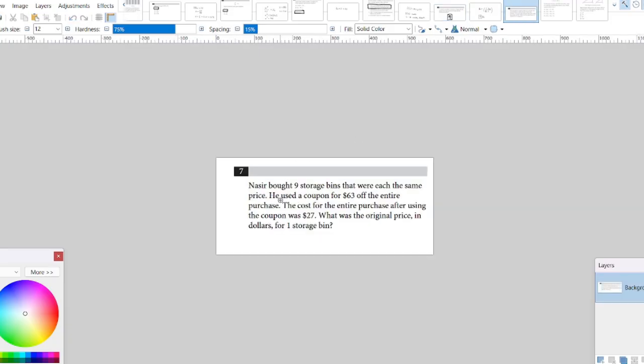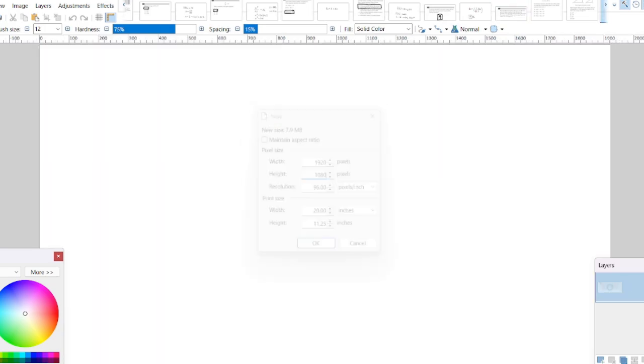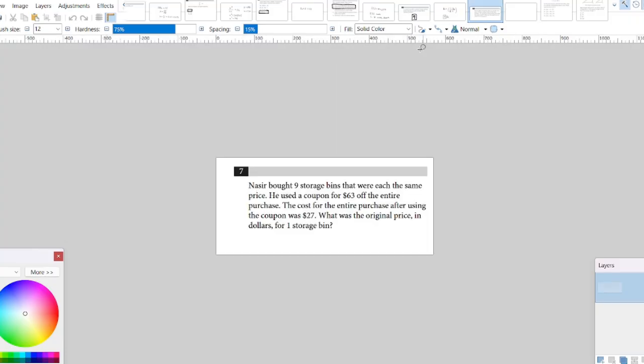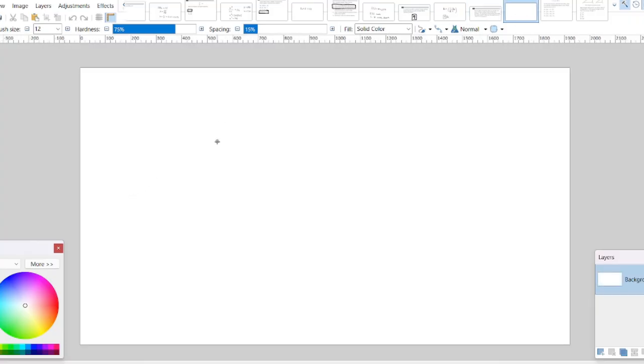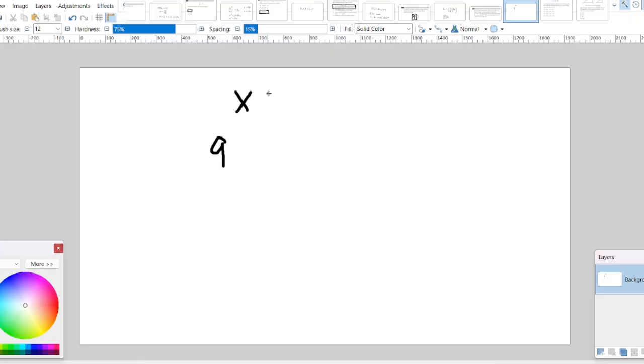Nasir bought 9 storage bins that were each the same price. He used a coupon for $63 off the entire purchase. The cost for the entire purchase after using the coupon was $27. What was the original price in dollars for one storage bin? So let's go ahead and write up a few things here based off of this question. So it says he bought 9 storage bins. So there's 9 storage bins, okay? Let's let X represent the price of a storage bin. Okay, so X represents the price of a singular storage bin.